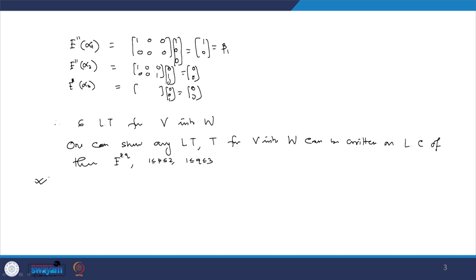Now, I am a bit curious about one thing. Suppose T is a linear transformation from V into W and U is a linear transformation from W into Z, where V, W, Z all are vector spaces over the field, say capital F.